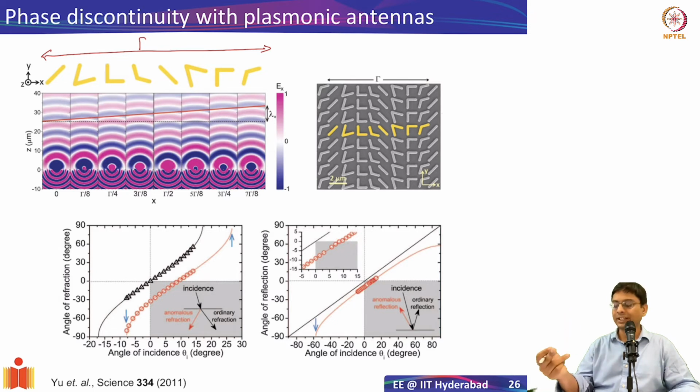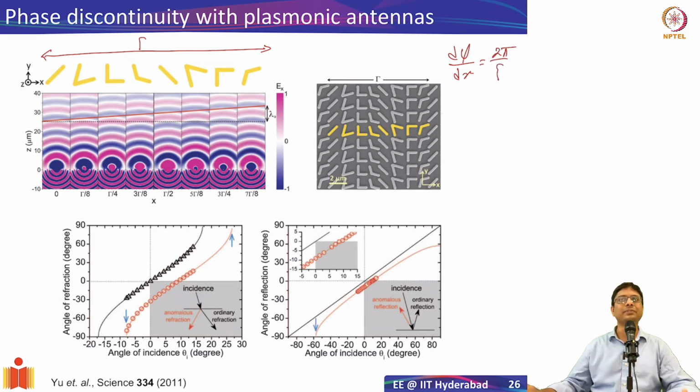So what will be my phase gradient? In this case, d phi by dx is going to be 2 pi divided by gamma. Yeah, 2 pi divided by gamma. This is my phase gradient, right?